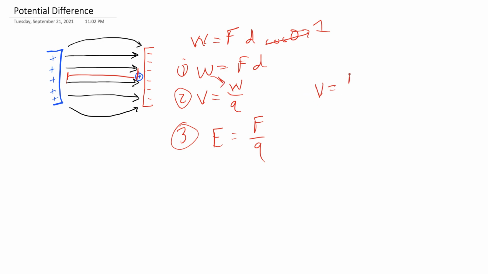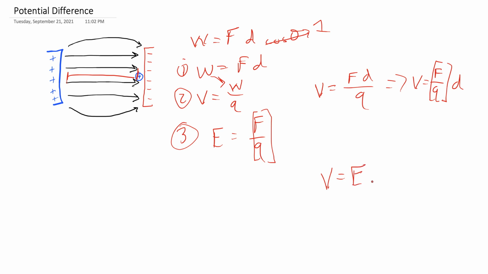And my voltage is equal to the force times distance over unit charge. And I can easily write this in a different way. My potential difference is force per unit charge times distance. And yeah, that makes sense. But I see this term right here and say, okay, that looks like equation number 3. So my potential difference is equal to the electric field times the distance.